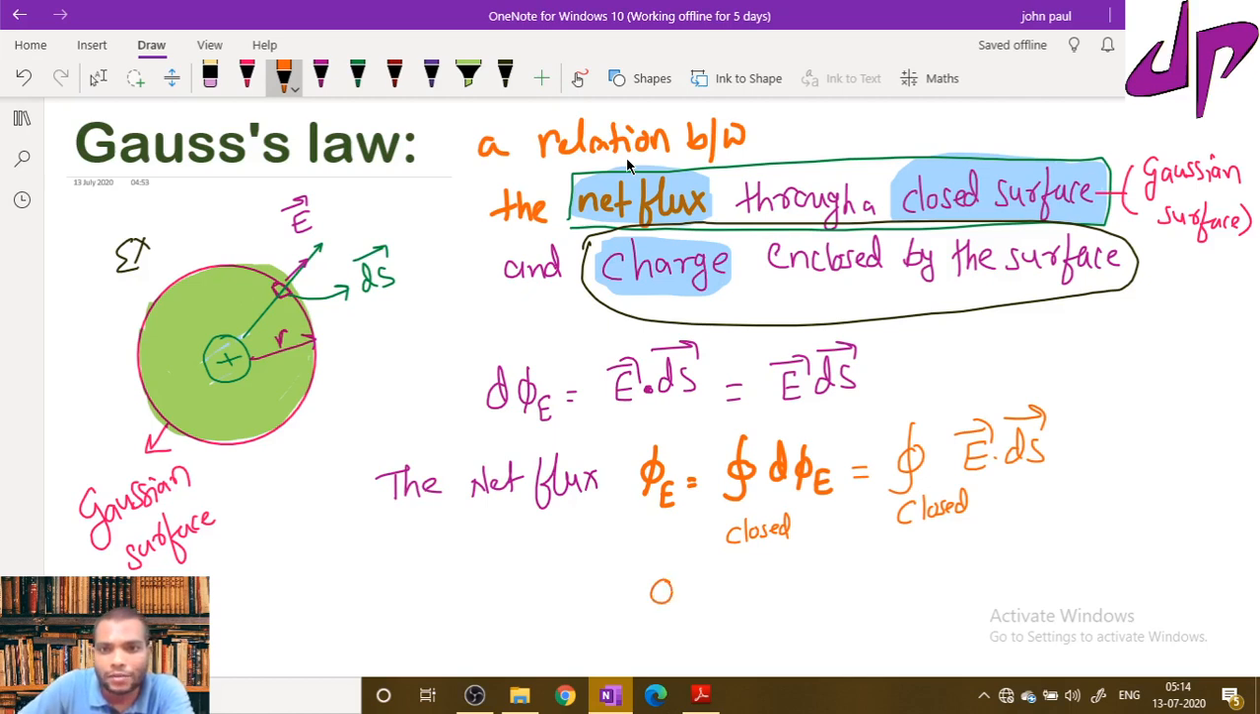Now the net flux phi E. In this integration, the electric field E bar remains constant, because throughout the surface the electric field remains constant. So we can pull that out of the integration. So phi is equal to E bar times the closed integral of ds bar.